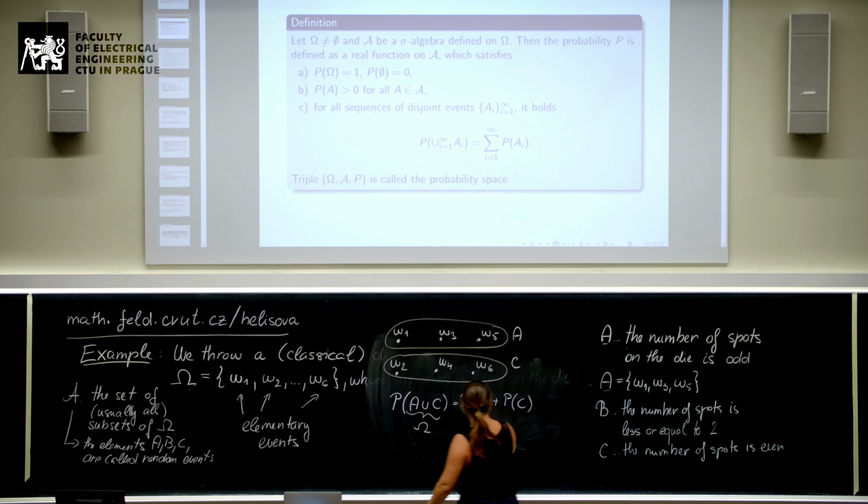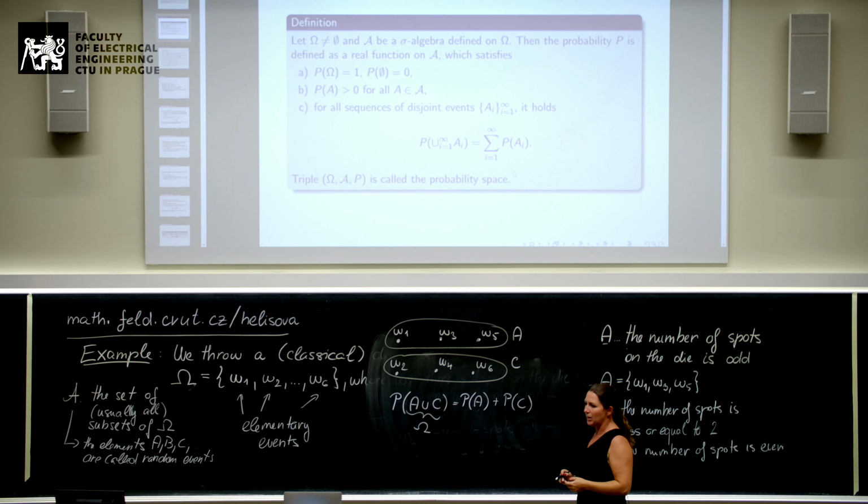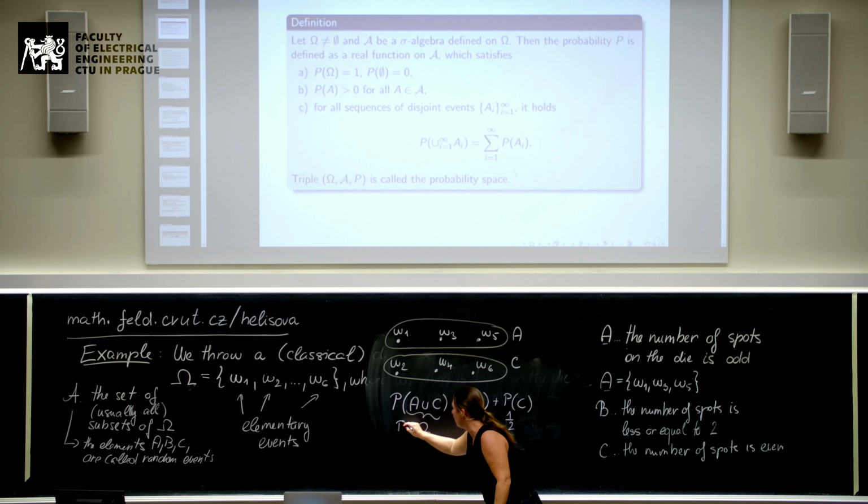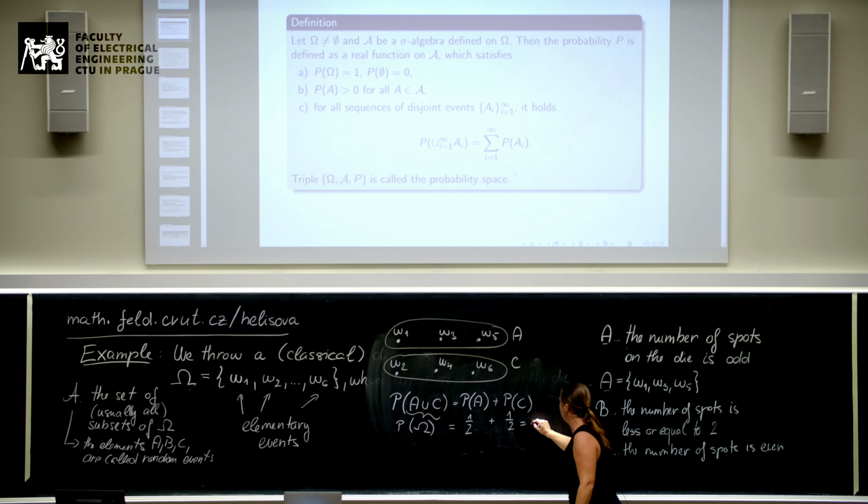and indeed, the probability of getting the odd number on the die is naturally equal to 1/2. We will talk about it later. The probability of an even number on the die is 1/2. So the probability of the whole omega is really equal to 1. But it holds more general. When we have, for example, the event D, which means there are exactly 2 spots on the die. So it means, in fact, that D corresponds to the elementary event omega 2.